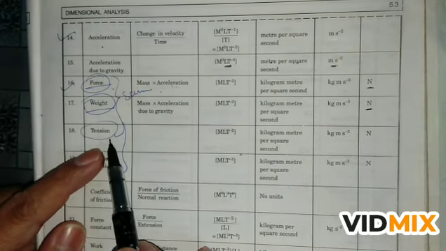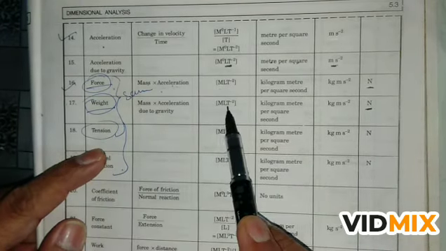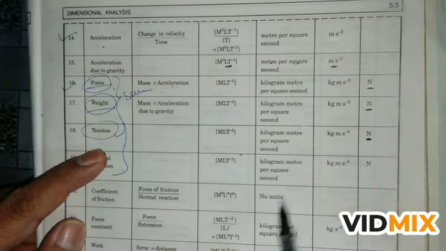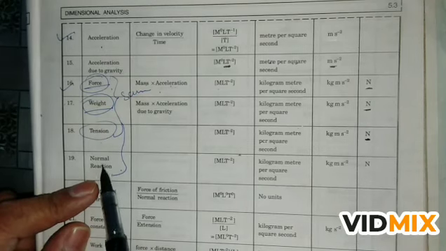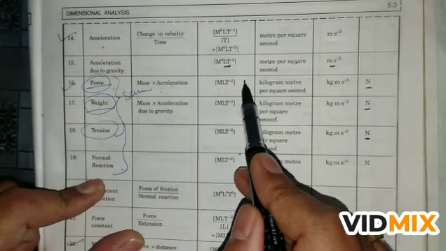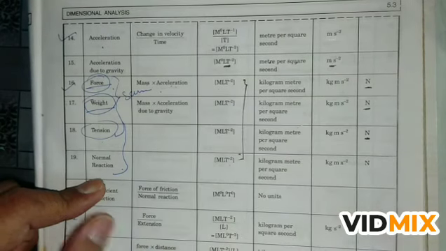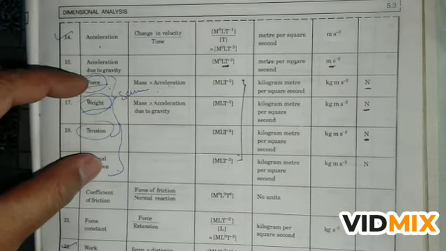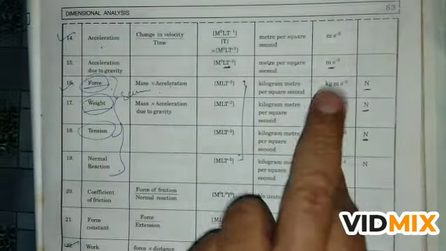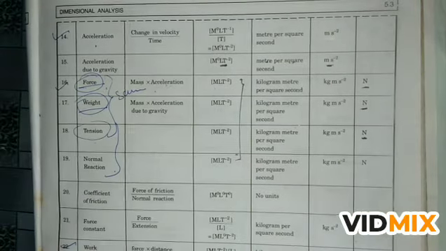Tension is also a force, same dimension, m L t की power -2, same unit, and this is the same symbol. Normal reaction is also a force, so m L t की power -2. So you can see that the force, the weight, tension, normal reaction all have the same meaning, so they all have the same dimension and same unit and same symbol of the unit.